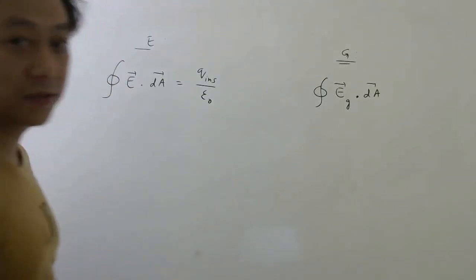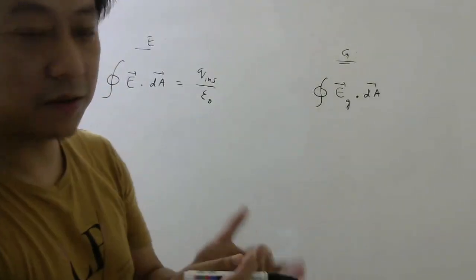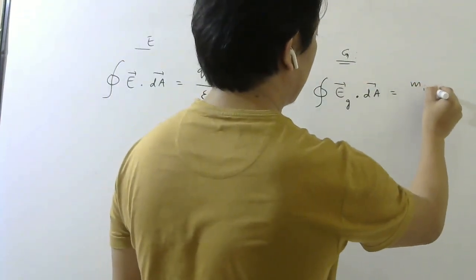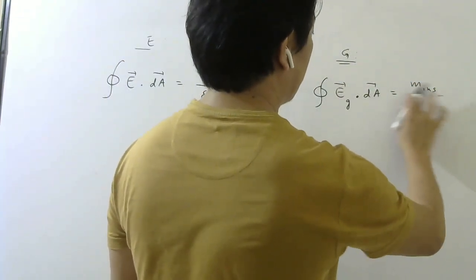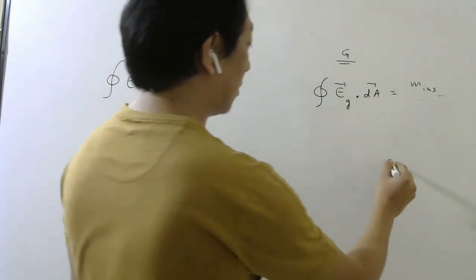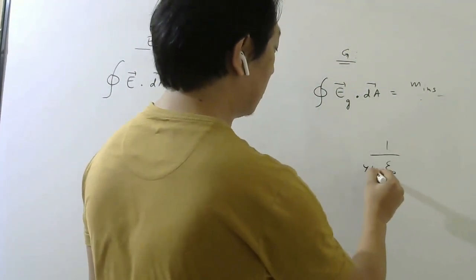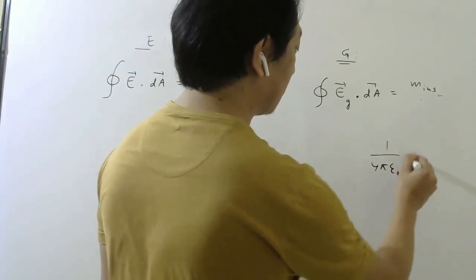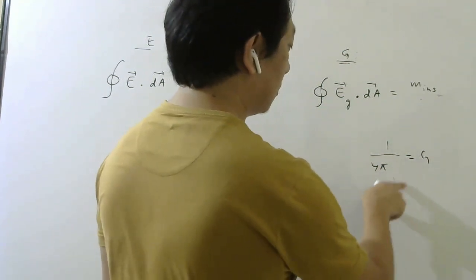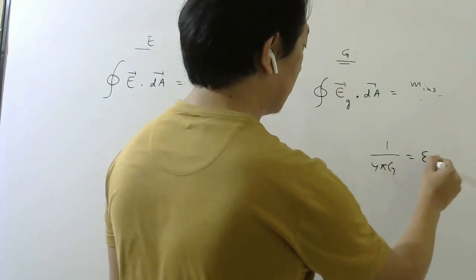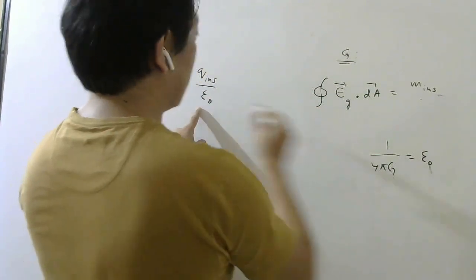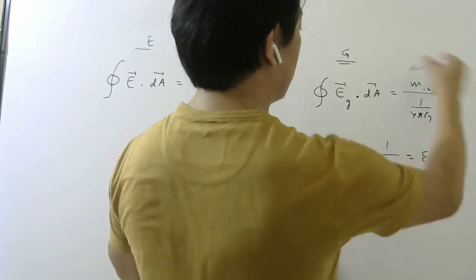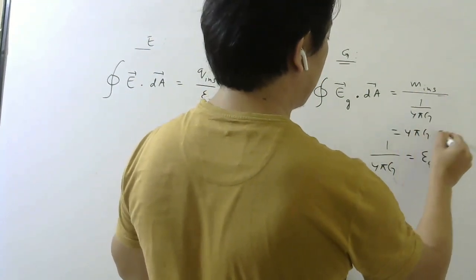This area vector represents a small part of the Gaussian surface, and it is equal to, instead of charge inside, the mass inside divided by epsilon naught. What should I write? Wherever there is 1 by 4 pi epsilon naught, we write G. So wherever there is epsilon naught, we should write 1 by 4 pi G. So 1 by epsilon naught will be 4 pi G in this chapter. So this will go up: 4 pi G mass inside.